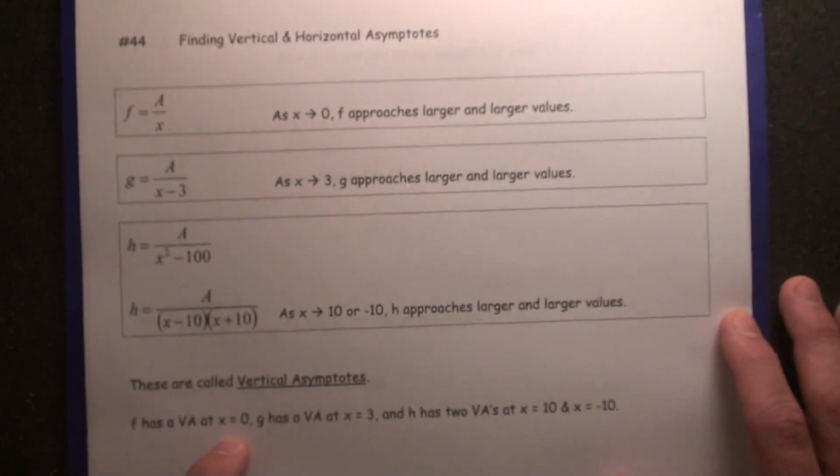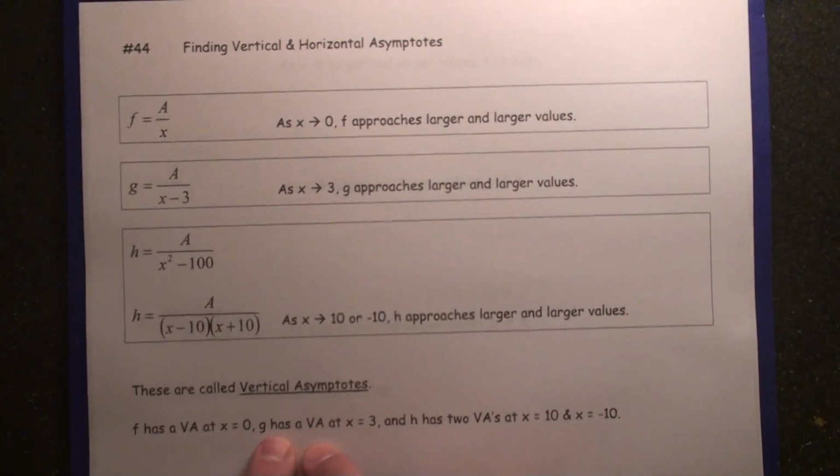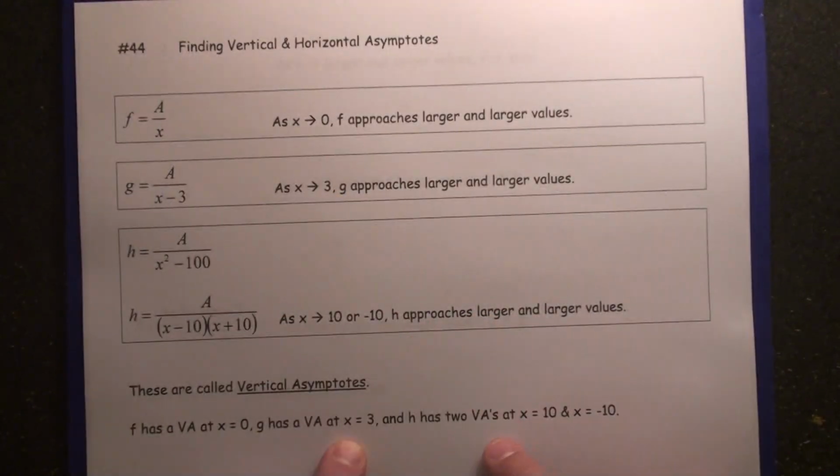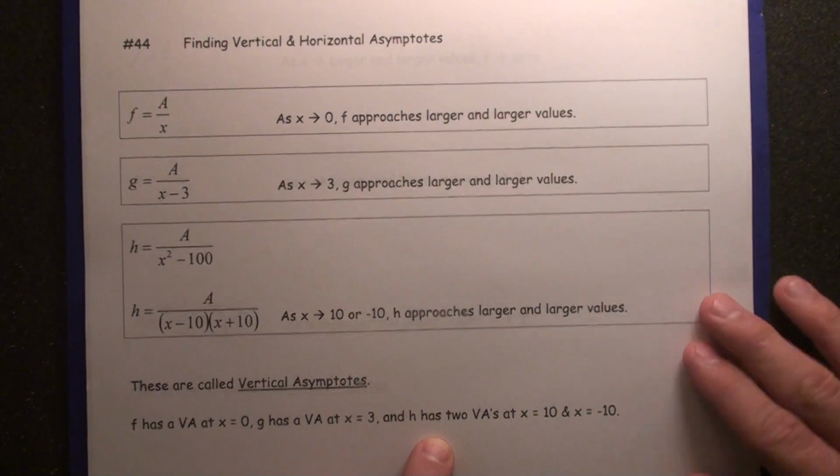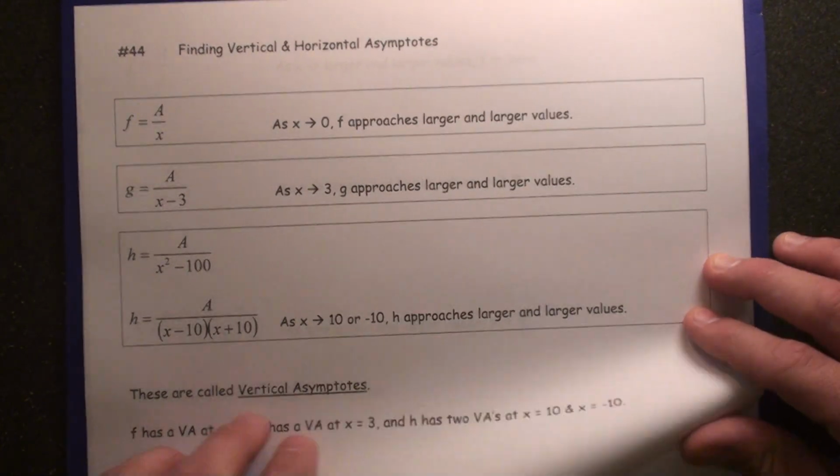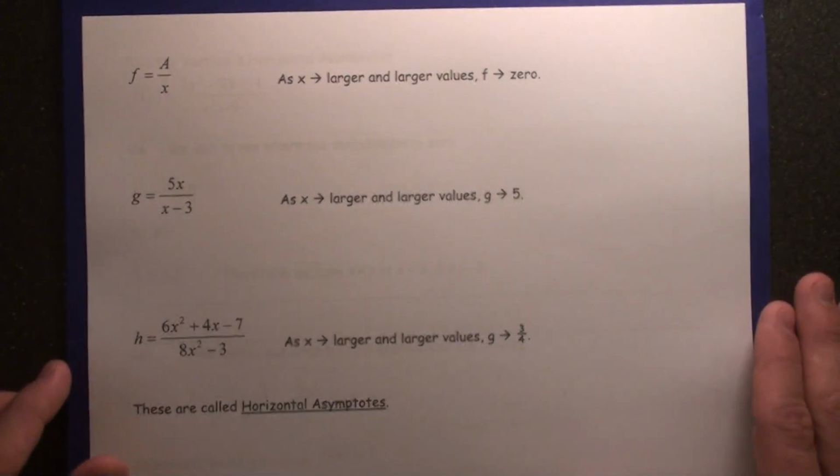These are called vertical asymptotes. F has a vertical asymptote at x equals 0. G has a vertical asymptote at x equals 3. And h has two vertical asymptotes, at x equals 10 or negative 10. Now let's talk about this.